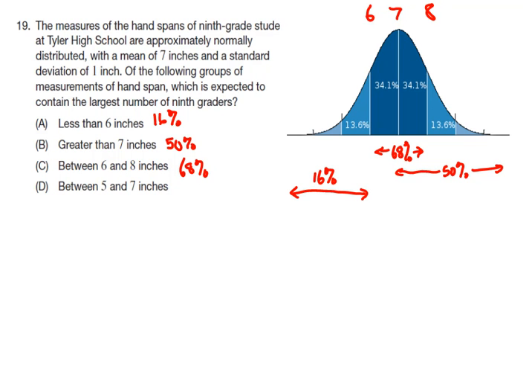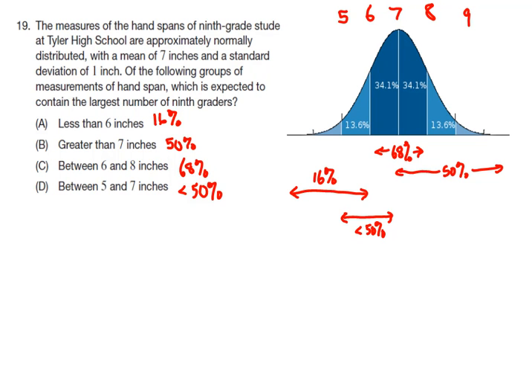Then the amount between 5 and 7 inches would be less than half, obviously, so it's about 47 or 48% because it doesn't include the tail part of it. So in this case, the largest number of ninth graders would be included in the section from 6 to 8 inches.